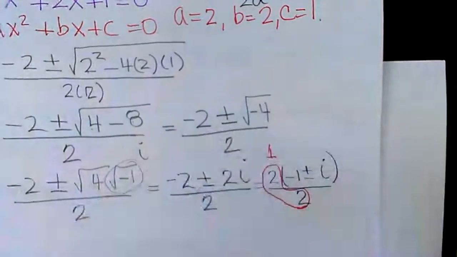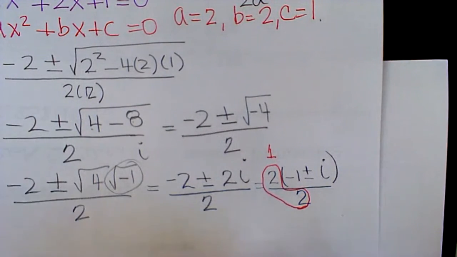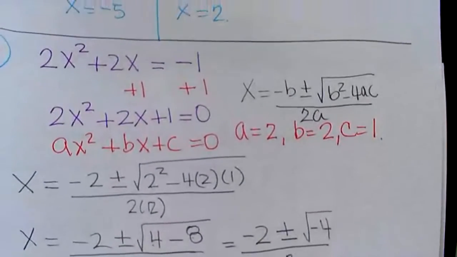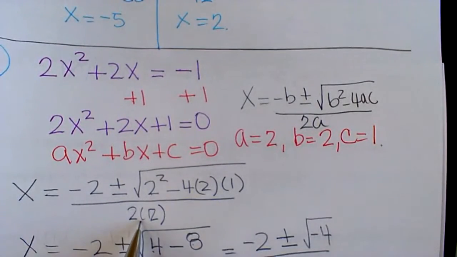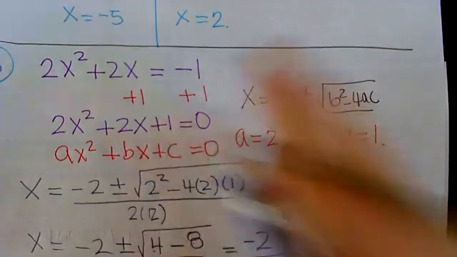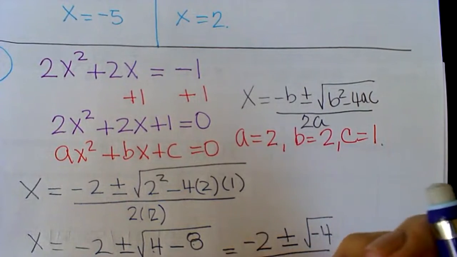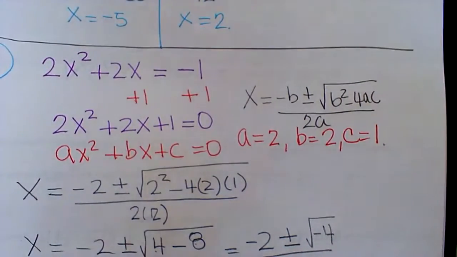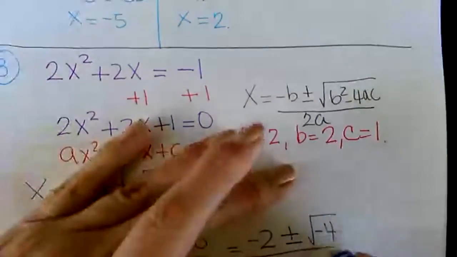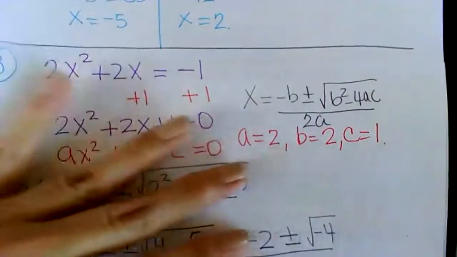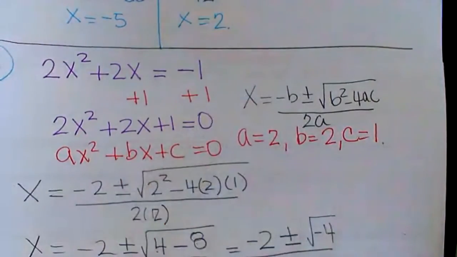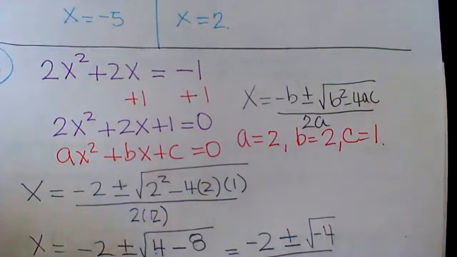Wait, 2a. Right here, right? You're right. Great. Good job. All right. So it's supposed to be 4. Okay, good, good. Thank you.